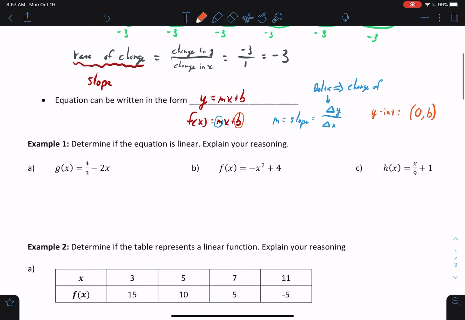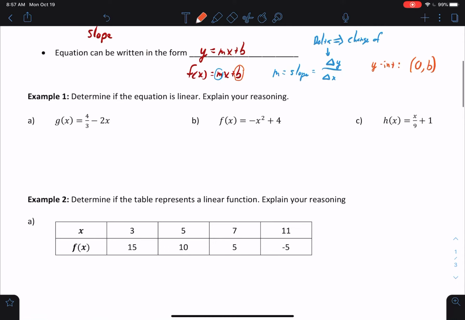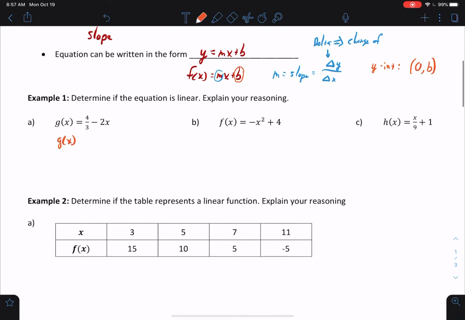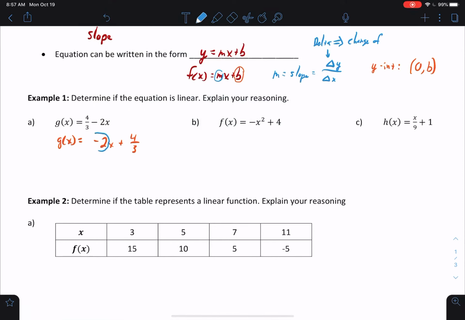So in example 1, let's determine if the equation is linear. Let's see, can we write it in the form of y equals mx plus b? For g of x, I can rearrange this to be negative 2x plus 4/3. My rate of change is constant, negative 2. Every time the x values go up by 1, the y values go down by 2. So yes, this is linear because you can write it as y equals mx plus b.